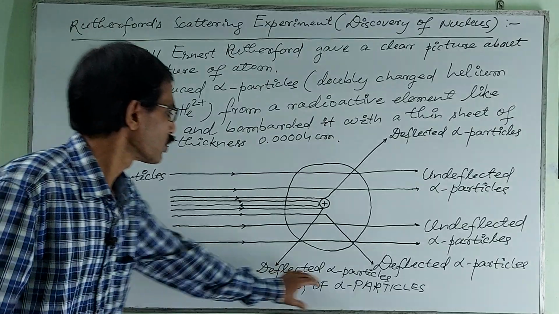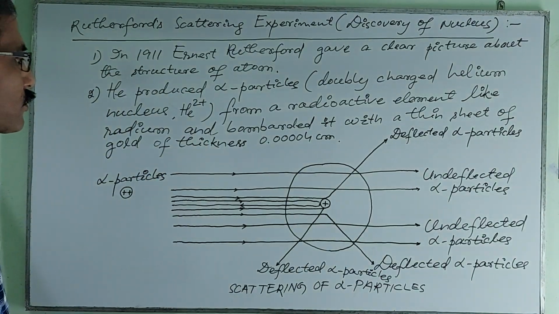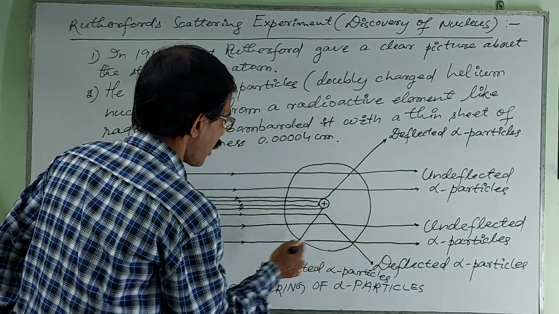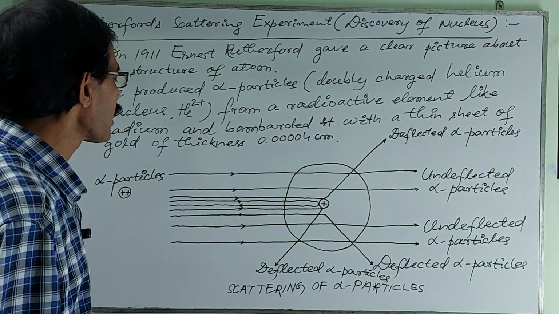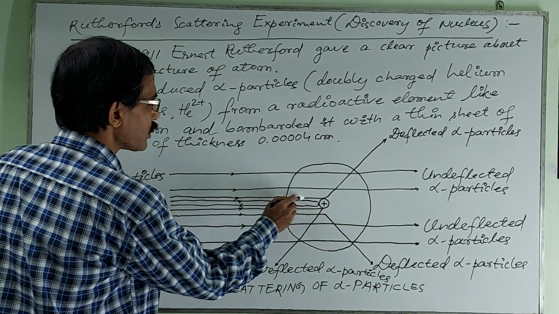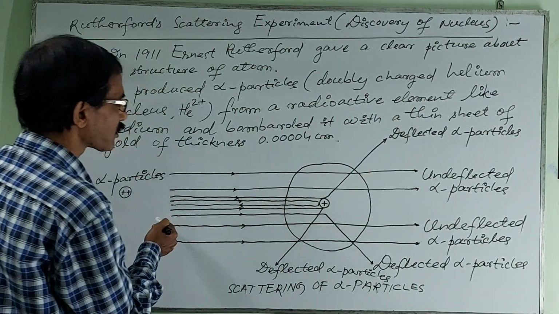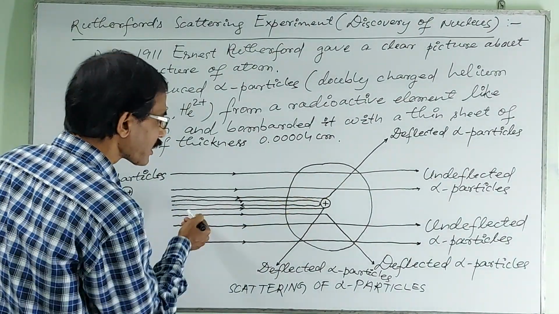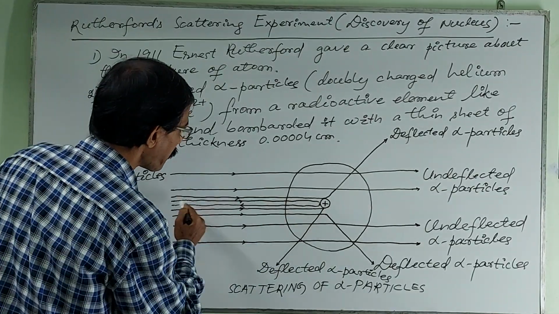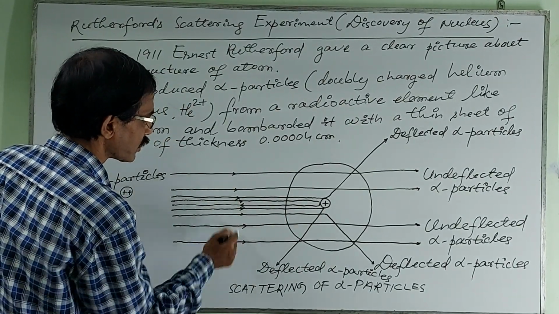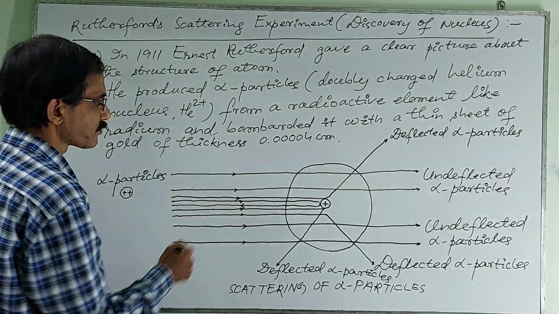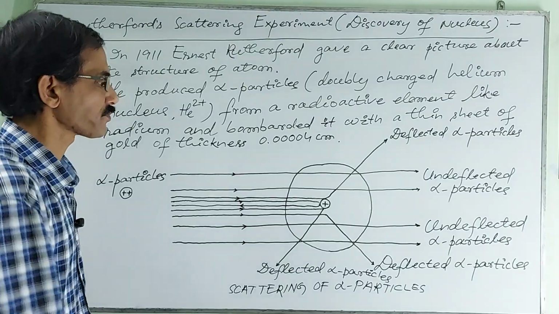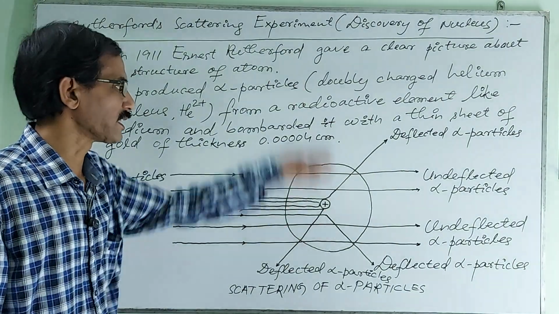This is Rutherford's scattering of alpha particles. These are undeflected alpha particles. These are deflected alpha particles, and these alpha particles retrace the path. Retrace the path means after passing through the gold foil, go back over the same path. These are the directions indicated. This direction and these directions are opposite to each other. My dear students, write down these notes.